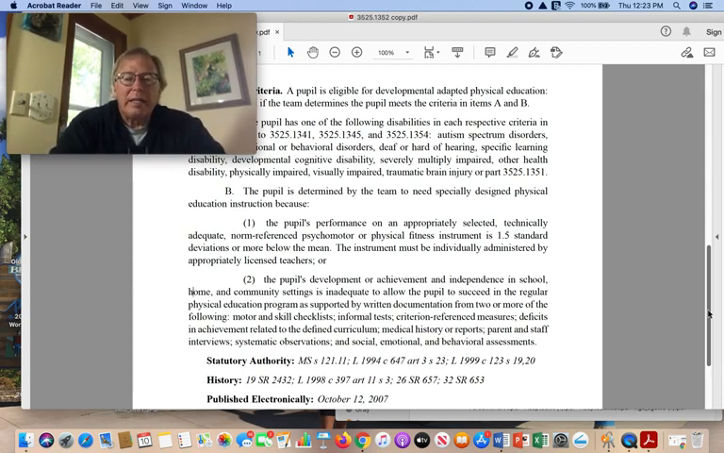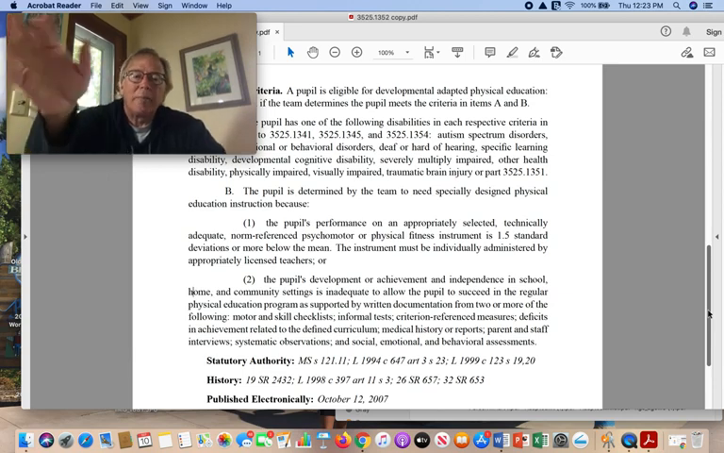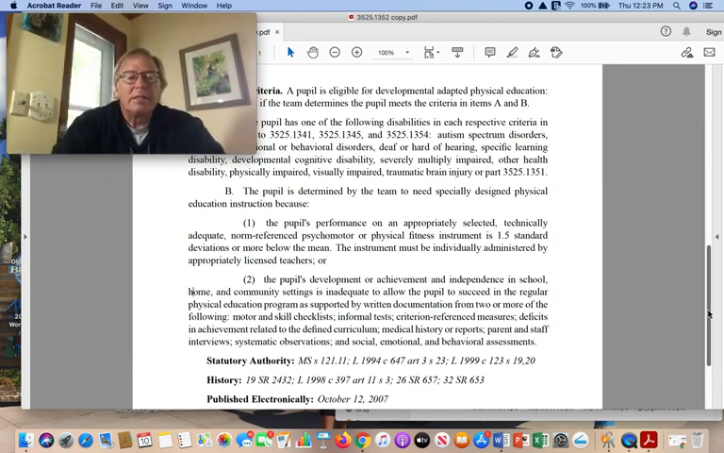Just remember that anytime it's listed as 1.5 standard deviations, if you look at the bell curve, that refers to the 7.5th percentile or below on any standardized test. That's our cutoff criteria. It's just listed in SD, standard deviation language, rather than percentile language.